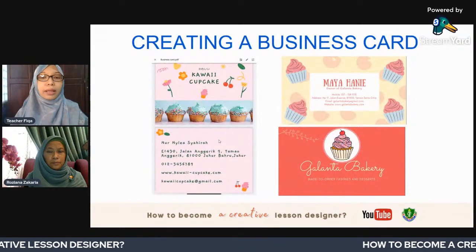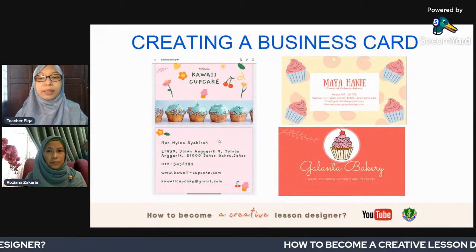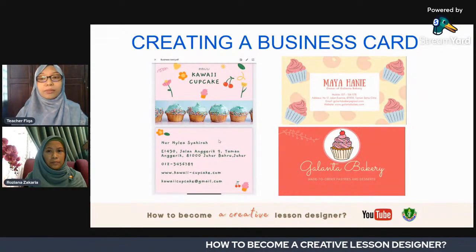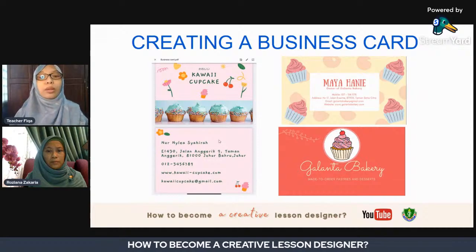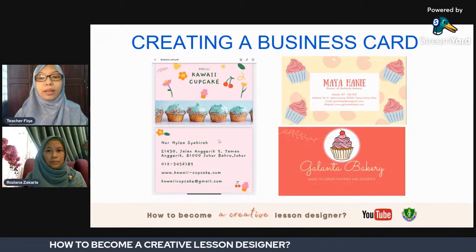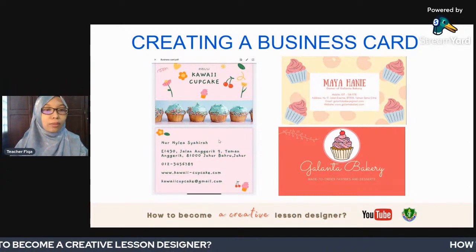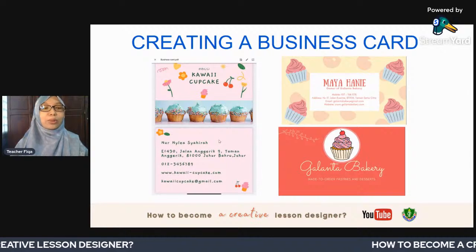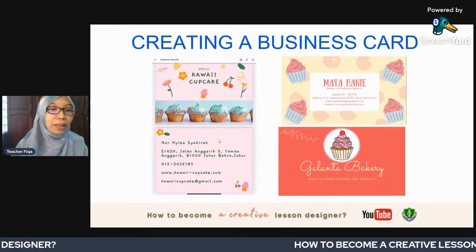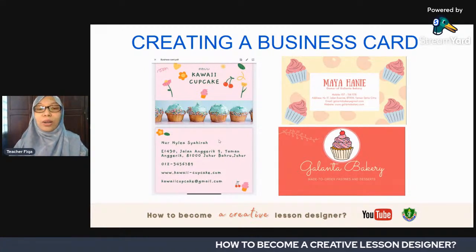Next one, I have creating a business card. This is actually a post-reading task where they have to create a business card for their cupcake business. I think it's so colorful, and it really shows girls' colors, right? Pink and orange.